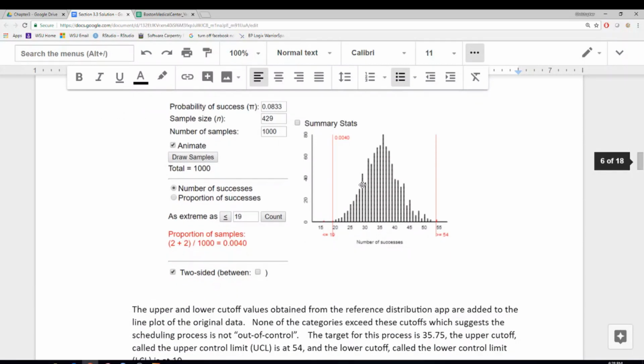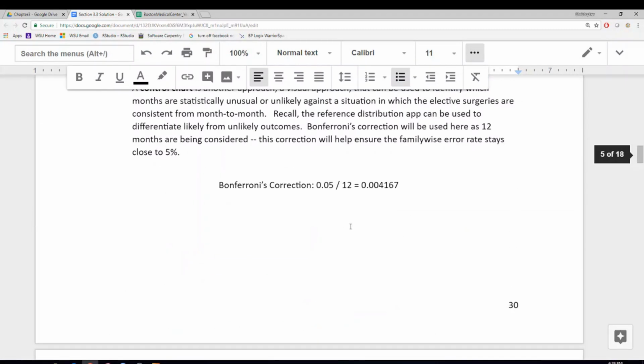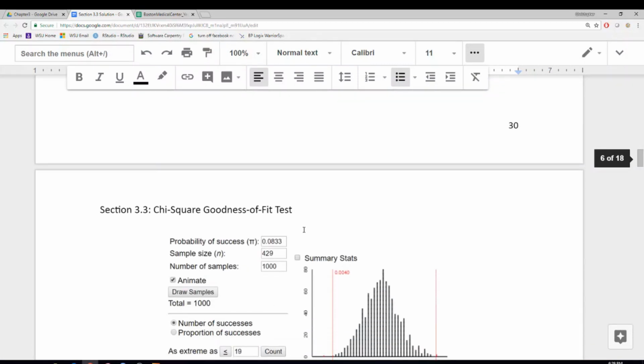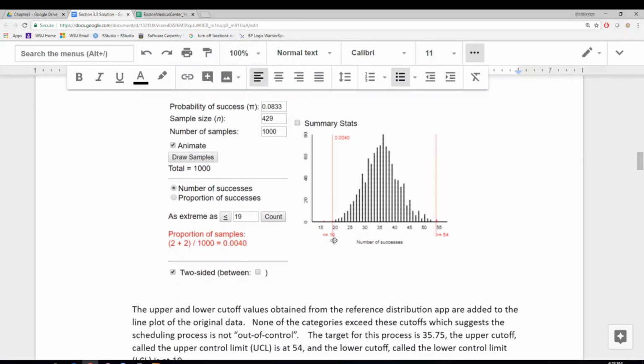Now, when I'm using the reference distribution app, I'm going to put 1/12 in for the probability of success. I had 429 surgeries. I went ahead and generated 1,000 repeated outcomes here. And I'm looking for a cutoff value that is close to that 0.004167, I guess. So 19 happens to be that cutoff for me. This is two-sided again, so 19 and 54.